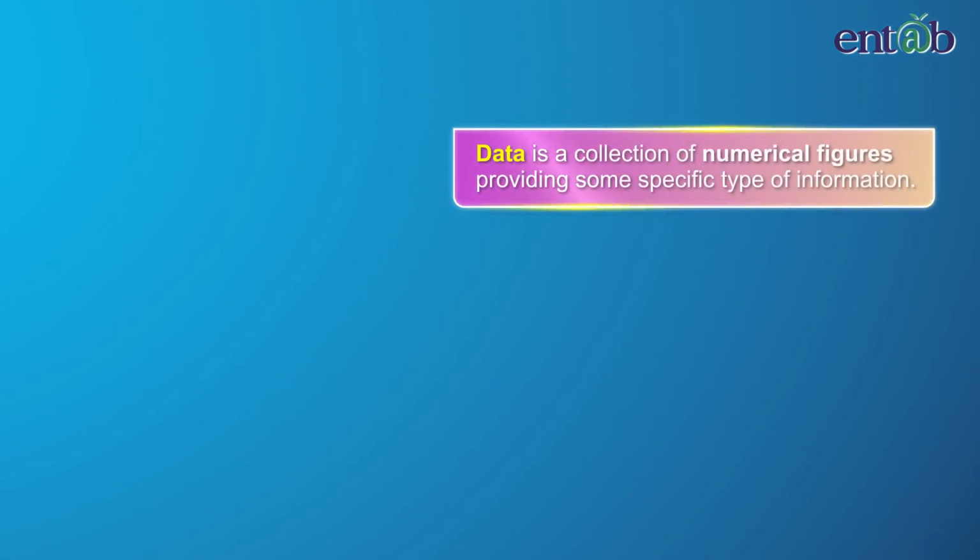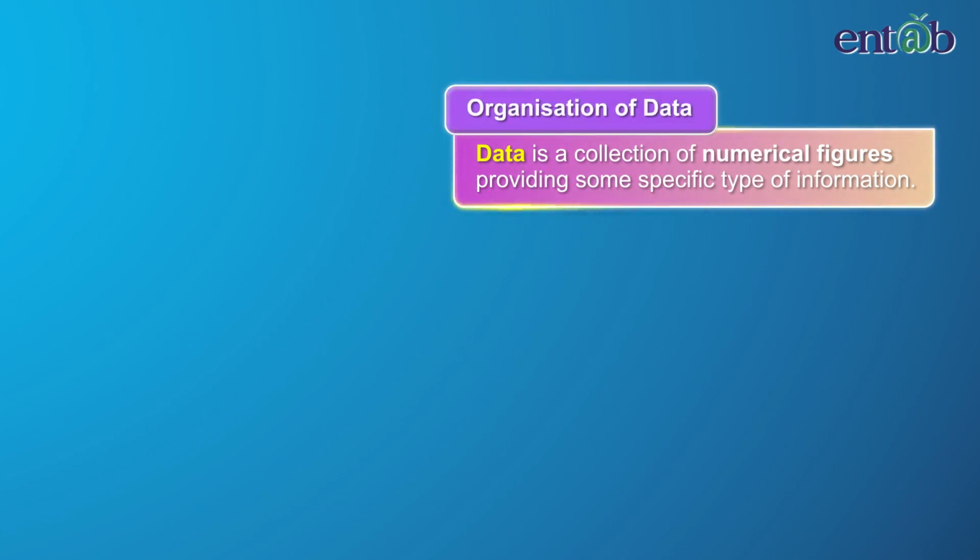As we already know, data is a collection of numerical figures providing some specific type of information. So, after collecting the data, what should be the next step? Organizing the data, right? But how do we do that? After collecting the data, it has to be put in a proper table so that it can be understood and interpreted easily.